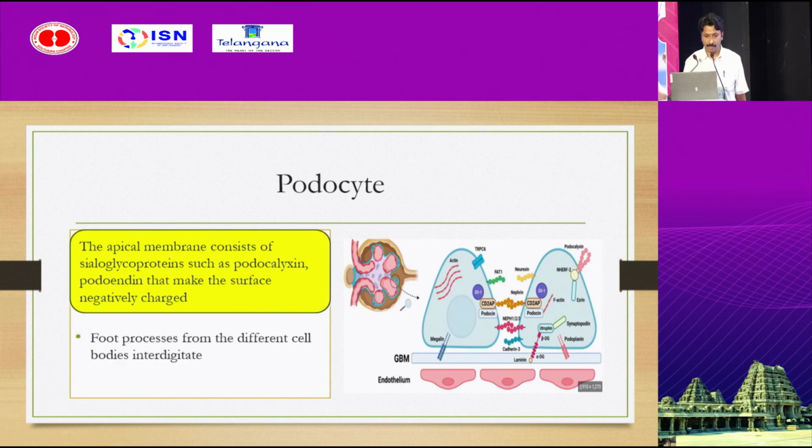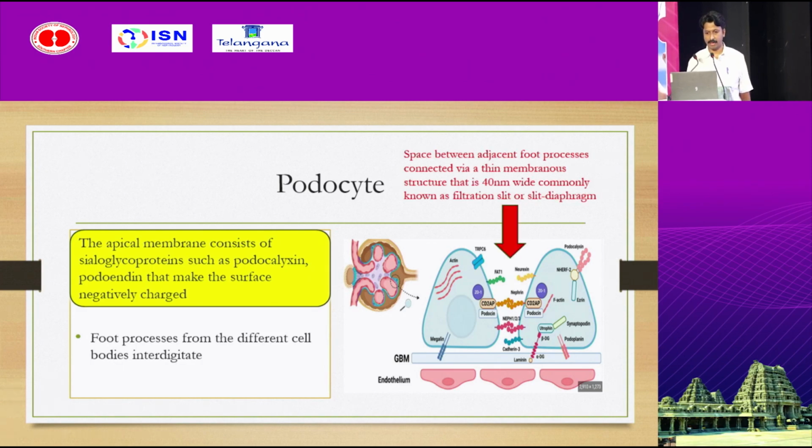The apical membrane of the podocyte consists of certain sialoglycoproteins such as podocalyxin and podoendin, which make the surface negatively charged, and this plays an important role in the charge selectivity of the proteinuria. The multiple foot processes which arise from the body of podocytes from the different cell bodies interdigitate, and the space between the adjacent foot processes is connected by a thin membrane structure that is 40 nanometers wide, which is commonly called a slit diaphragm.